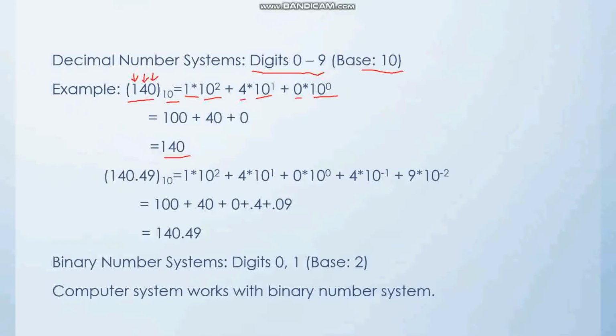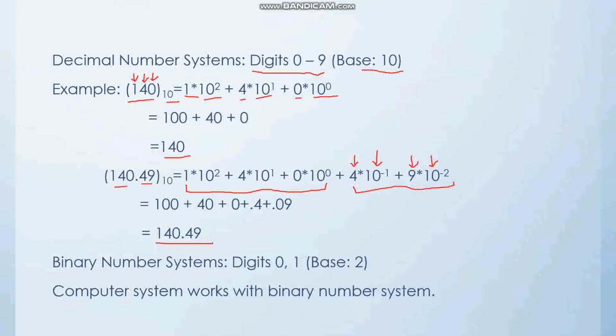Now I have a second example, 140.49. So for 140 it is similar. Now we are talking about 0.49. On the right hand side of the decimal point the powers are given in minus. So 10 is to the power 0. After that, on the right hand side, 10 is to the power minus 1, and this is your right hand side coefficient 4. Then 10 is to the power minus 2, and this is your right hand side coefficient 9. So I will multiply and add, then I will get 140.49. So this is the representation in the decimal number system.